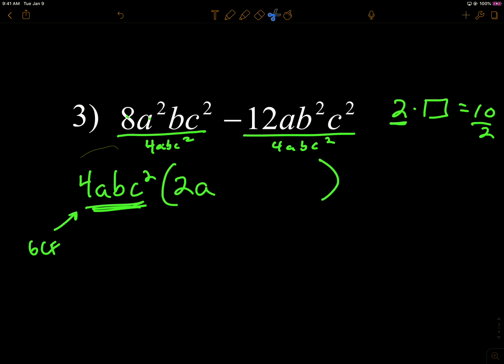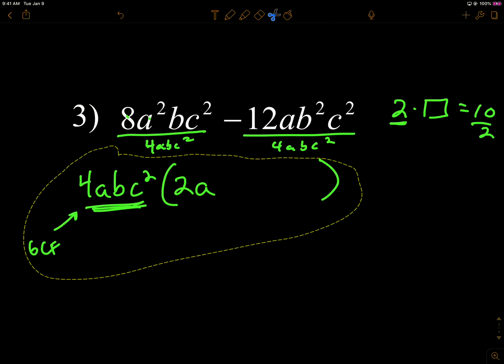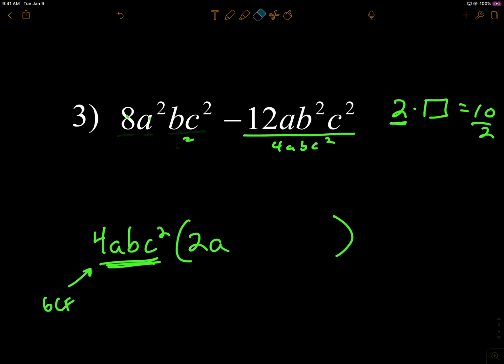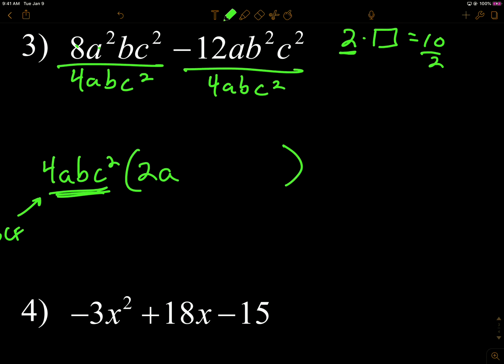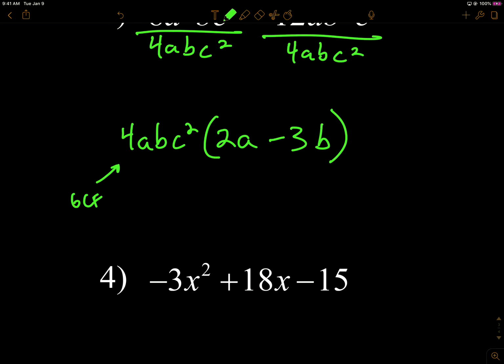Let me buy myself some room again. I didn't give myself enough room to do the division. So this was divided by 4abc squared. Now we're going to divide that term by 4abc squared. So negative 12 divided by 4 is negative 3. The a divided by the a is 1, so the a's disappear. B squared divided by b is b. And then c squared divided by c squared is 1, so the c's disappear. So this is factored form.